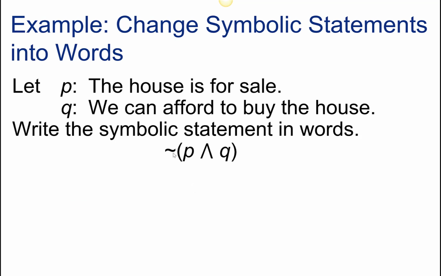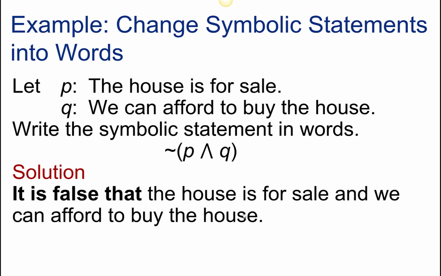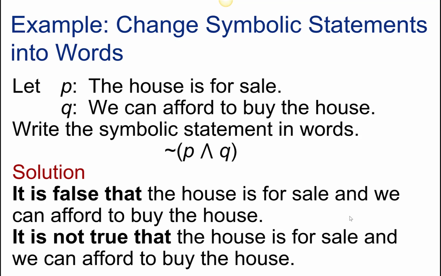And finally, this time we have a negation outside of the parentheses. So we're going to be negating the entire sentence. We're going to start the sentence with "it is not true that" or "it is false that," and then we're going to write what's inside there. The house is for sale and we can afford it. So it is false that the house is for sale and we can afford it, or it could also be written as it is not true that the house is for sale and we can afford to buy the house.